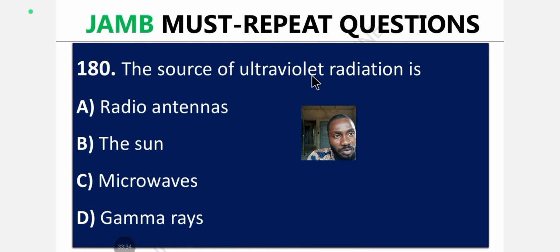Question 180. The source of ultraviolet radiation is: A. Radio antennas. B. The sun. C. Microwave. D. Gamma rays. What's the answer? I know you know the answer. Drop the answer in the comment section.